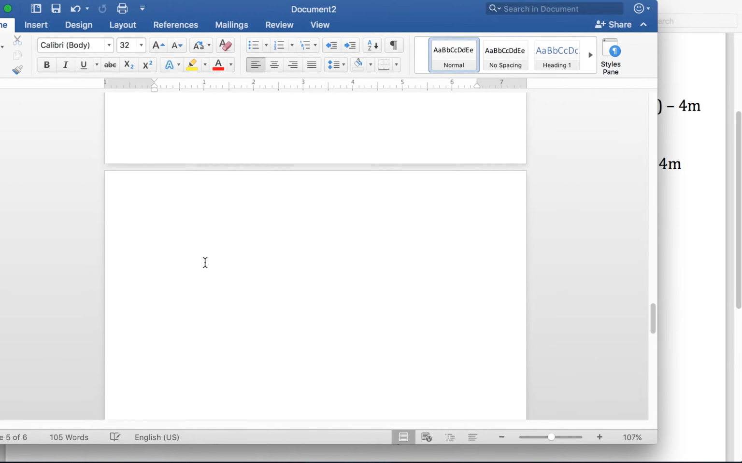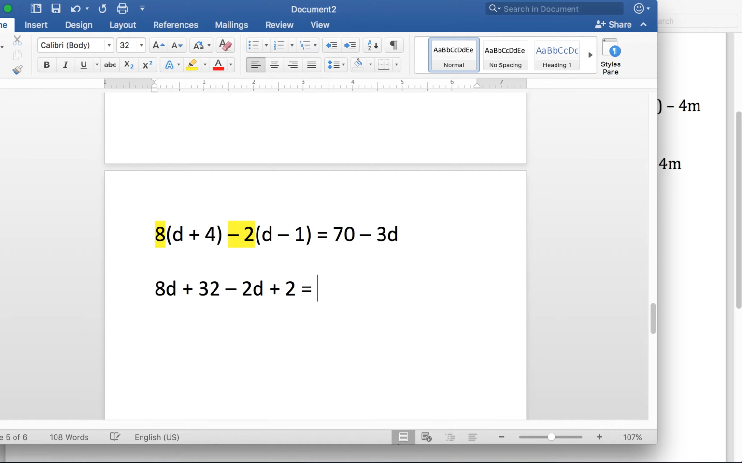Letter D. We got a lot going on here. We have two cages on the left, so our first step, distribute the 8 and the negative 2. Remember, if there's subtraction in front of a number outside of parentheses, grab that subtraction sign and distribute it as a negative. So this D right here is like one dinosaur. It's a phantom 1. So we can do 8 times 1 is 8. And then we get 32. Over here we have minus 2d plus 2 equals 70 minus 3d.